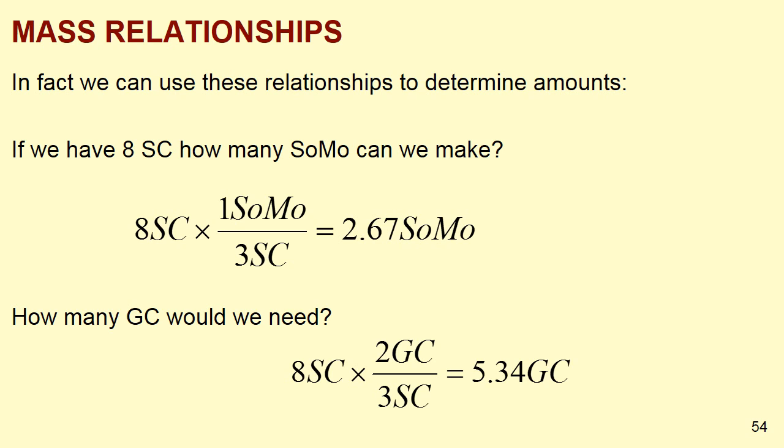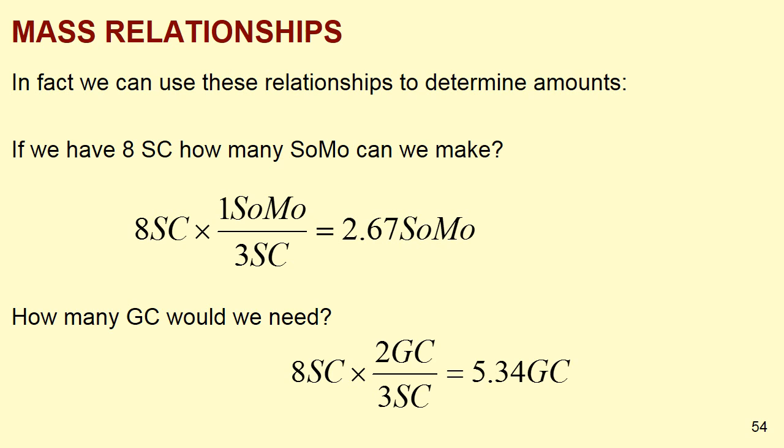On the previous slide, we said, what if I want to make 3 s'mores? How many graham crackers do I need? Well, that's another conversion factor. If I want 3 s'mores, and I know that I have 1 s'more for every 2 graham crackers, then I have to multiply by 3. 3 times 2 is 6.